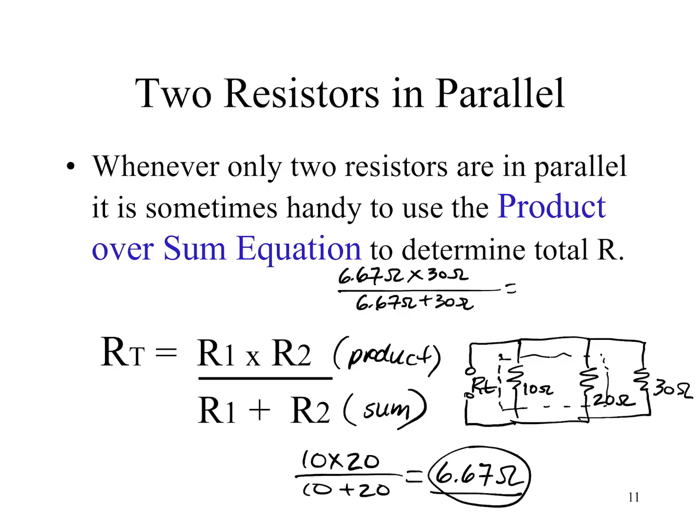So that's going to be 6.67 times 30 divided by 6.67 plus 30 to give us a total of 5.46 ohms. Again, you can see 5.46 is less than the smallest individual resistance value of 6.67 ohms. So product over sum, we use it lots when we're coming up with parallel values, both in AC and in DC.